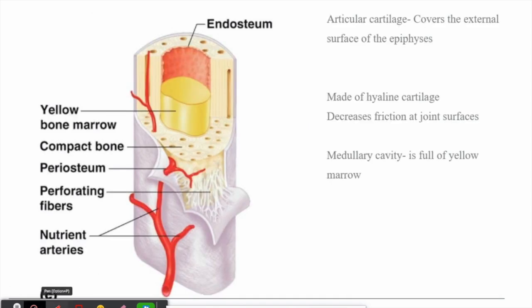Okay, here's another close-up of that diaphysis. Okay, again, we can see the yellow marrow inside. This is the yellow marrow. We can see the compact bone. We can see the periosteum here. It's been kind of teased away a little bit so that you can see it. There are little fibers that hold the periosteum to the surface of the bone, and those are called perforating fibers.